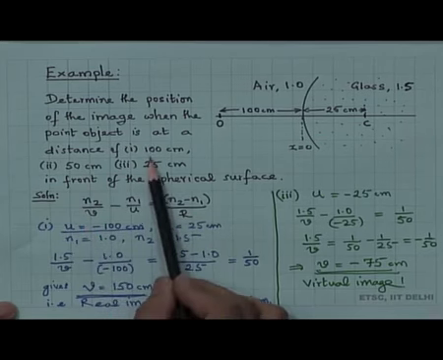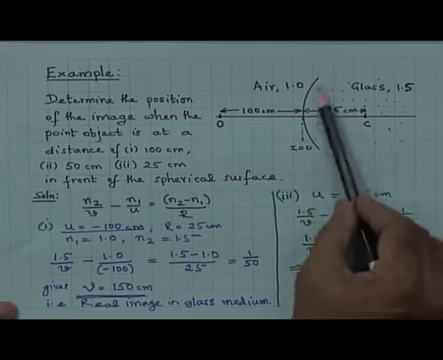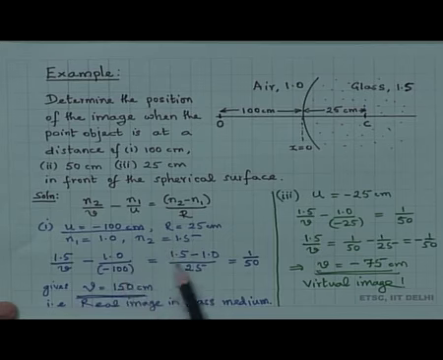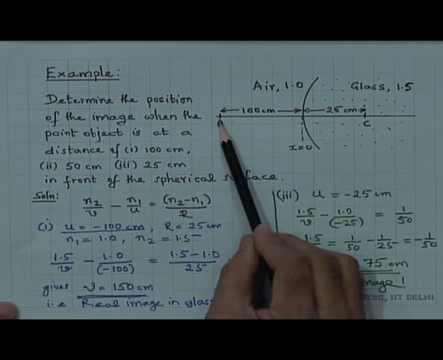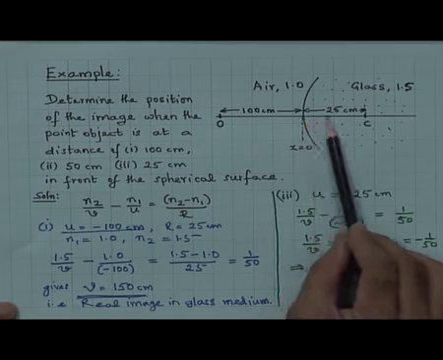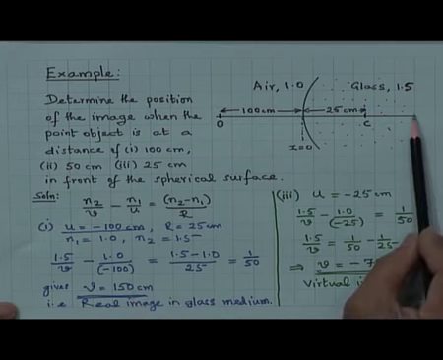So, let us quickly pick up that case for 100 centimeter. Here u is 100 centimeter and r is 25 centimeter. r is positive for this convex surface, and refractive indices are given. If we substitute in the expression, we get V is equal to 150 centimeters, a real image in the glass medium. It is positive 150 centimeter, which means if this were 100 centimeter here, the image would have formed somewhere here at 150 centimeter from the point P. So, that would be the position of the image.